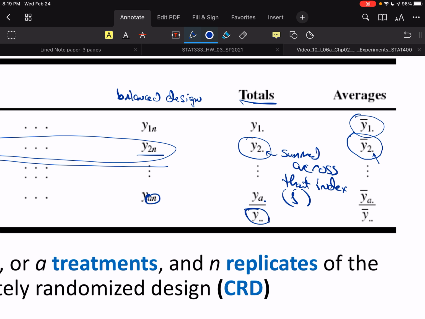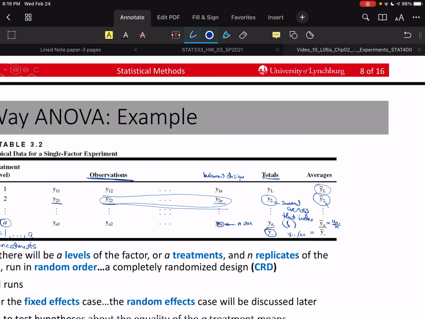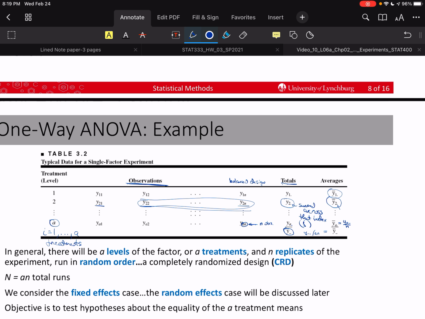And so when we take Y dot dot and divide it by A times N, the total number of observations in the model, we get this. And this is equal to YA dot divided by N, because in this row, there are N observations. Okay? All right. So I hope that helps explain how we calculate this. And the notation is important to understand. I don't want to just brush through it because students get very confused the first time they see this if it's not taken slowly enough and clearly enough.